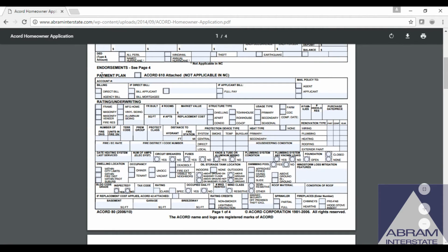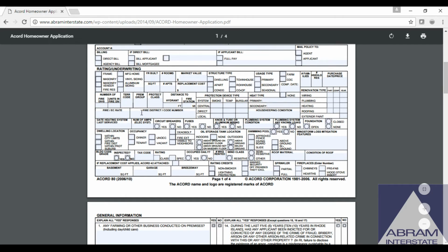When we get down to this section here of rating and underwriting, a couple key spots to take note of. We need to know the type of dwelling. Most of these are going to be frame built. However, if you have a manufactured home, for instance, make sure that that is selected, since that can limit some of the products available. We need to know the year built of the property and the square footage. We also need to look at the protection class of the property here. If you don't have the protection class, make sure to let us know the hydrant and fire station.